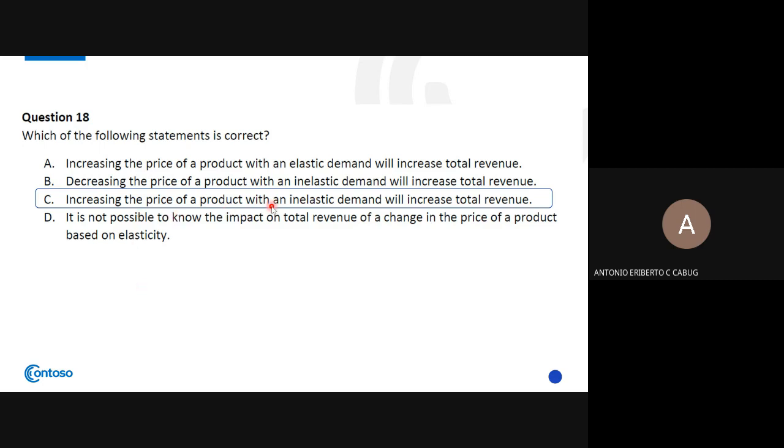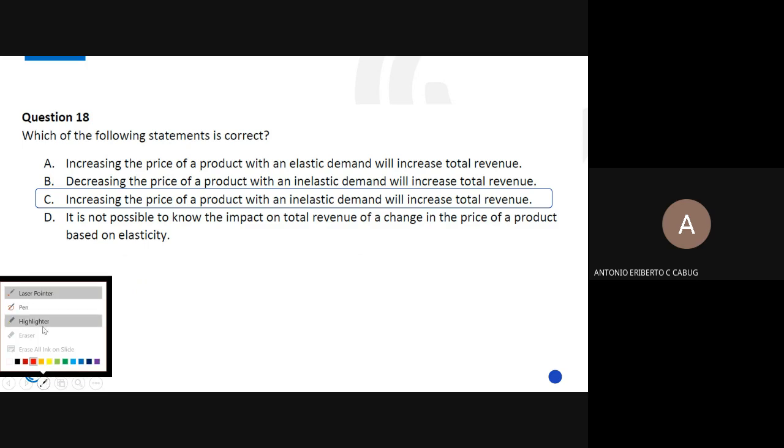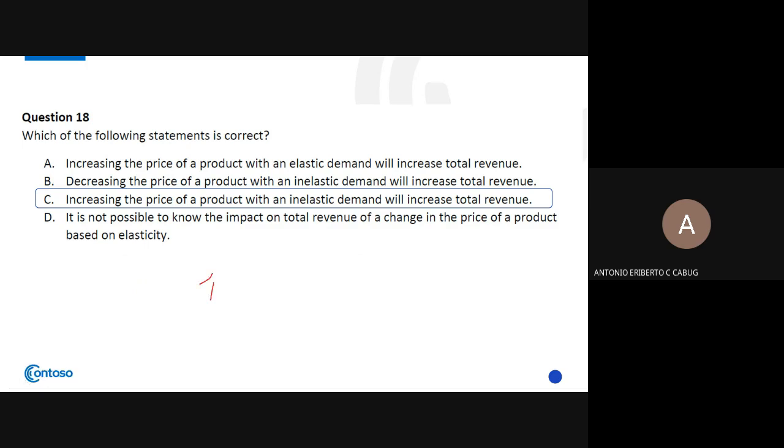Increasing the price of a product with inelastic demand, yung quantity demand hindi masyado affected, pero tinaas mo yung price, your revenue will also go up. Nakuha nyo yun? So, kunyari, tinaasan mo yung presyo, your price went up, inelastic yung demand.